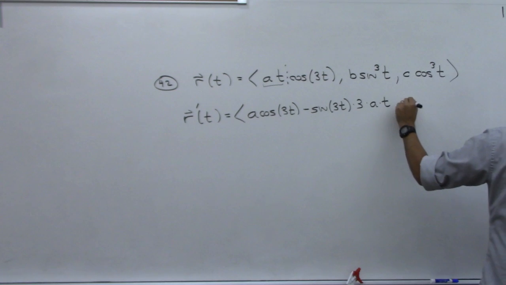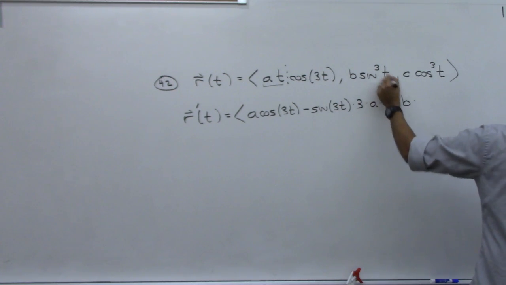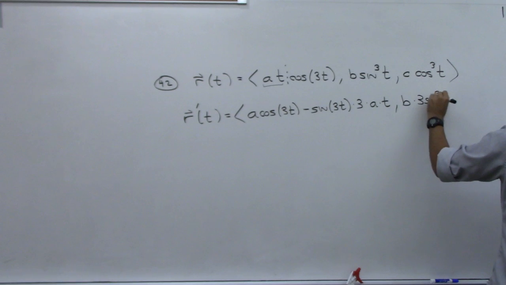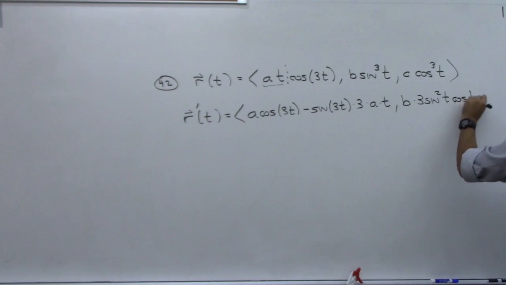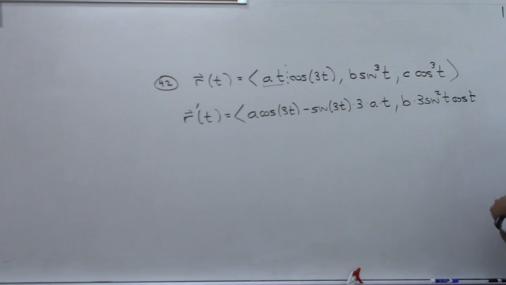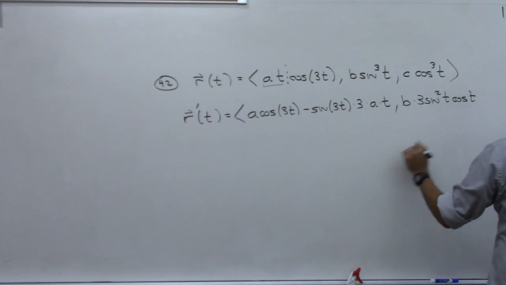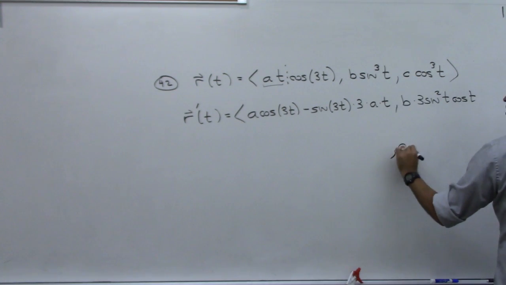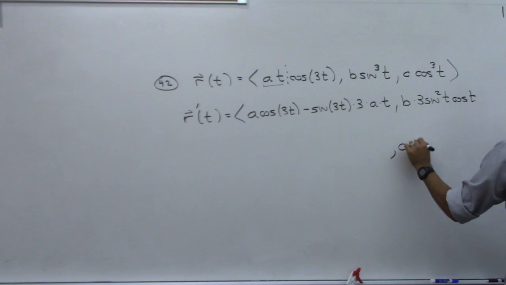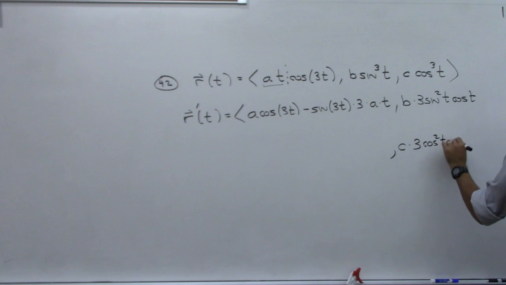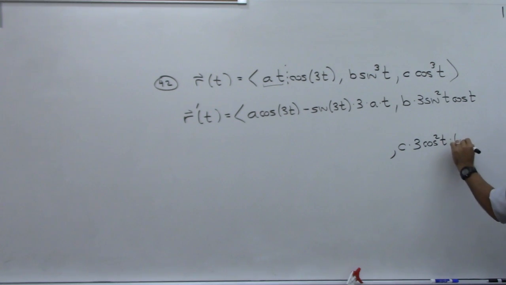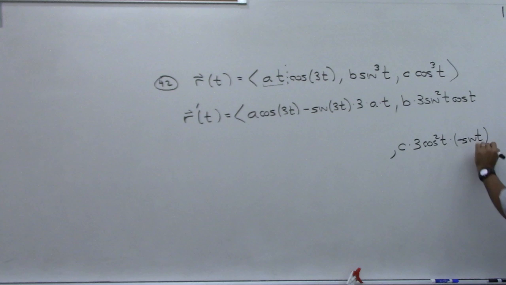This one, b is going to come along for the ride. Derivative of sine cubed t is 3 sine squared t times cosine t. So chain rule, you have to take derivative of sine also. And the last component, I'm out of room here. C comes along for the ride. Same thing that we did before, 3 cosine squared t, but then times the derivative of cosine, which is negative sine t, and that's it. So you could clean that up, but that's your raw derivative there.